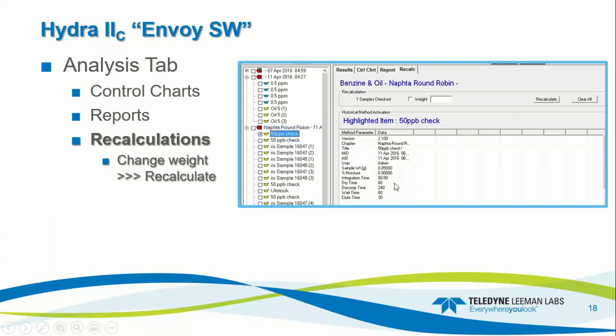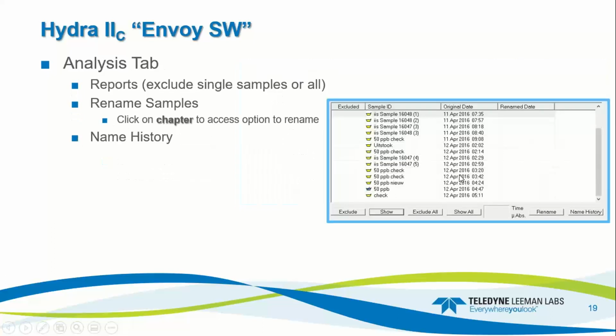So this is a sample. This is the data you get when you click on one sample when you're here. It gives you some basic data, the moisture, integration time, and decomp temperature, and some of that data in there. But that's how you would do that.